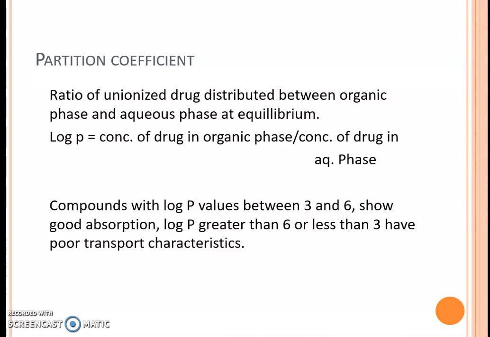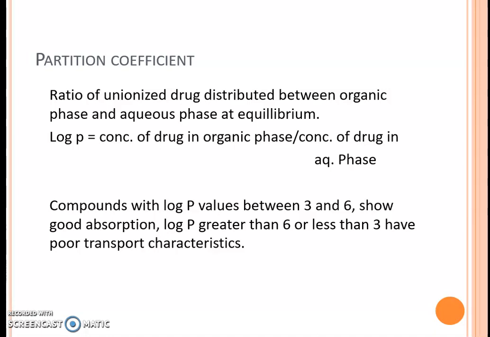Okay, so next property is partition coefficient. Partition coefficient is the ratio of unionized drug distributed between organic phase and aqueous phase at equilibrium. It is given by log P is equal to concentration of drug in organic phase divided by concentration of drug in aqueous phase. Compounds with log P values between 3 to 6 show good absorption.